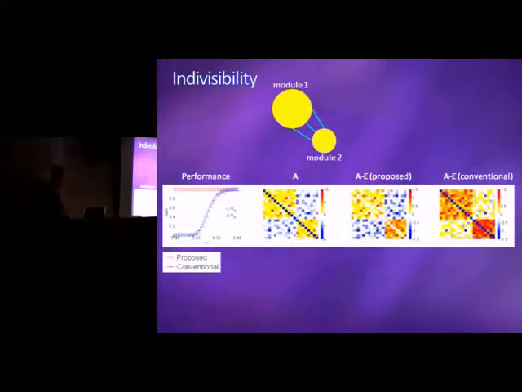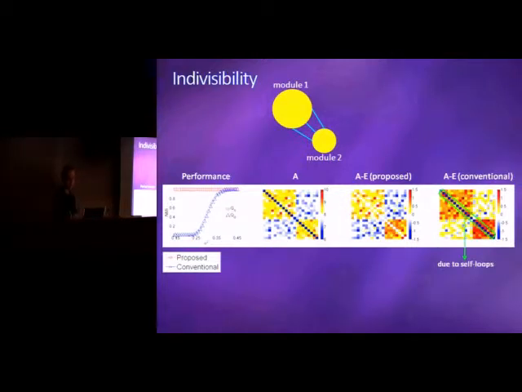So apart from the properties, let's see how the method performs. We created a small simulation with a couple of modules. One had 12 nodes, the other had 8 nodes, and this was the adjacency matrix that we simulated. You can clearly see these modules here. And our null model gives this as the difference between the original and the expected graph. And this is the conventional model.